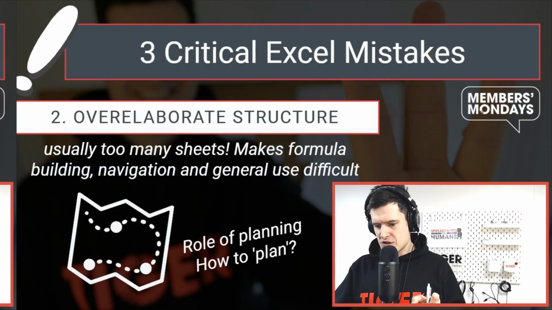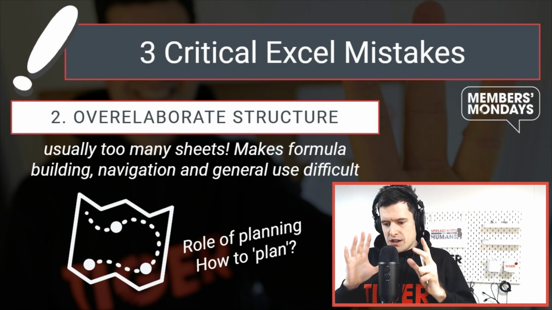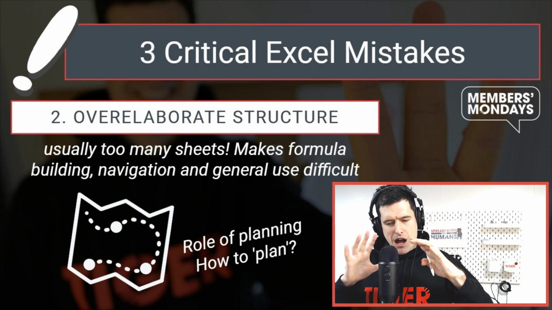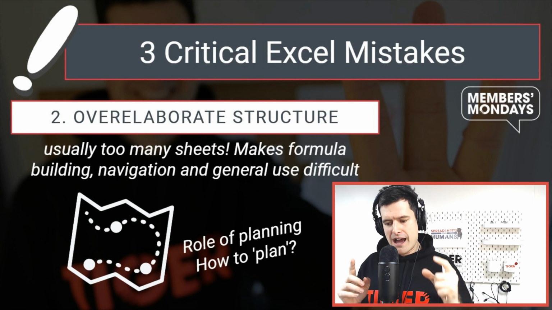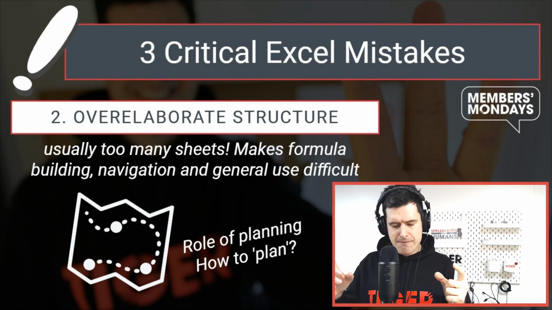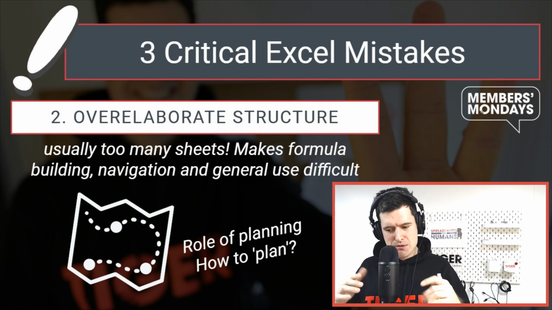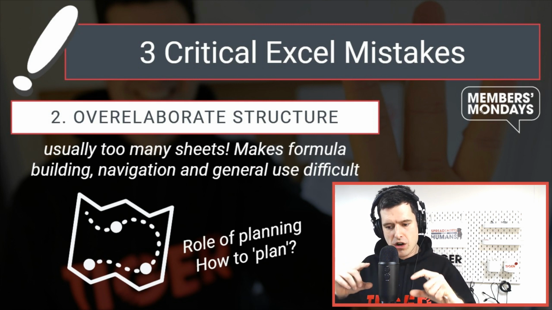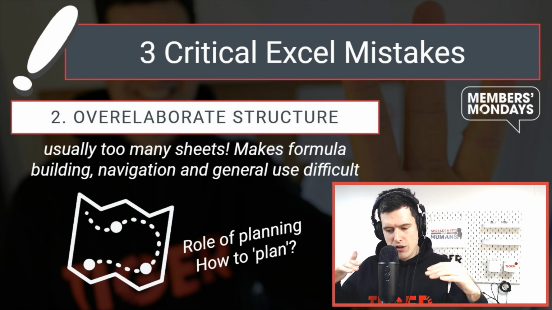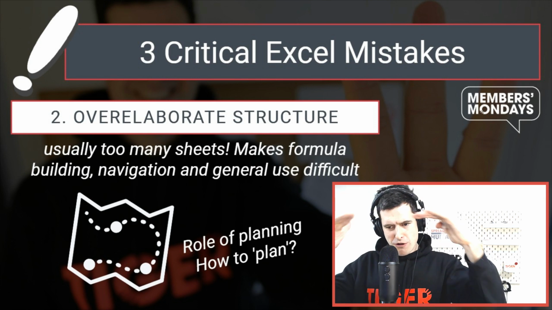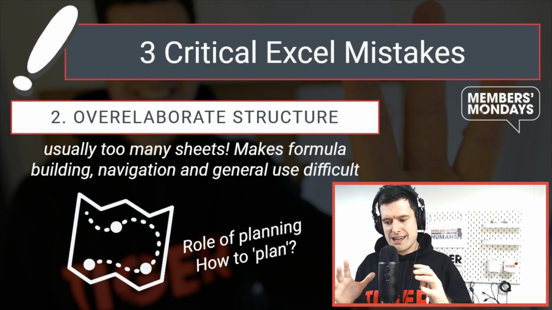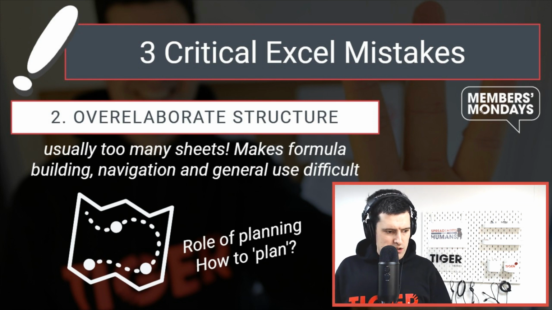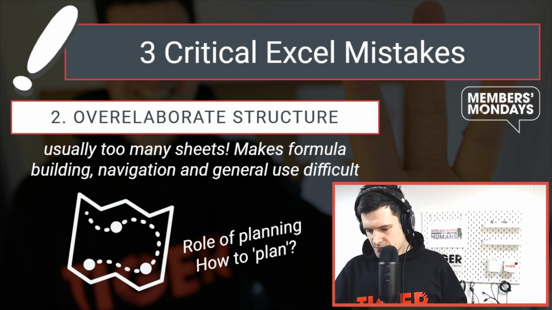So I'm going to go back to the structural slide here. We might be talking about too many sheets, but it works a level higher as well. It might be too many files. You might have one file doing this, one file doing that. And then it works a level down as well. So on a single sheet, you might have different areas doing different things. Whether you're on the sheet level, the file level, or the multiple file level, we've got to be thinking about structuring.